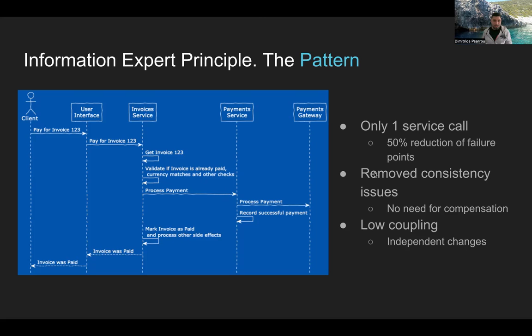Second, we remove the consistency issues, right? Because we start from the invoice service, since it has all the information to start that action. We know whether the invoice is already paid. It has its own local database. It's the one that controls that consistency boundary. It can also validate all the rules. So in the end, you remove completely the consistency issues. There are no race conditions anymore because the invoices service can handle that. And there is no need for any compensation work.